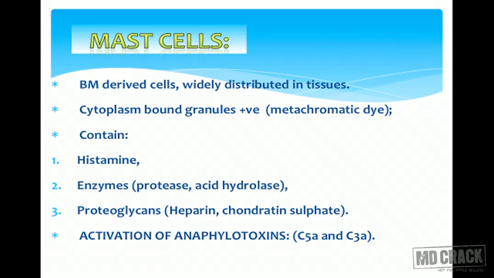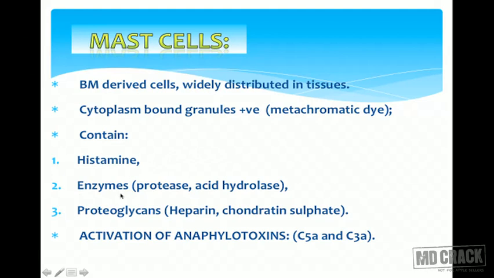What are mast cells? They are nothing but the basophils. They are bone marrow derived cells widely distributed in different tissues. They have peculiar cytoplasm bound granules, and they take a very special stain, called a metachromatic dye. Toluidine blue is the special stain required for demonstration of the mast cells. They contain their weapons, histamine, which is an important vasodilator.